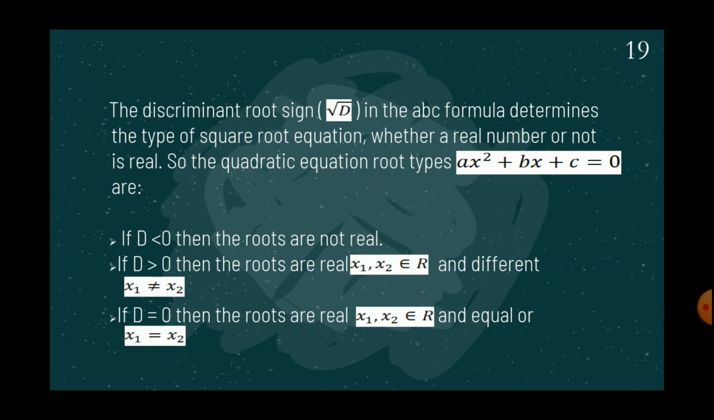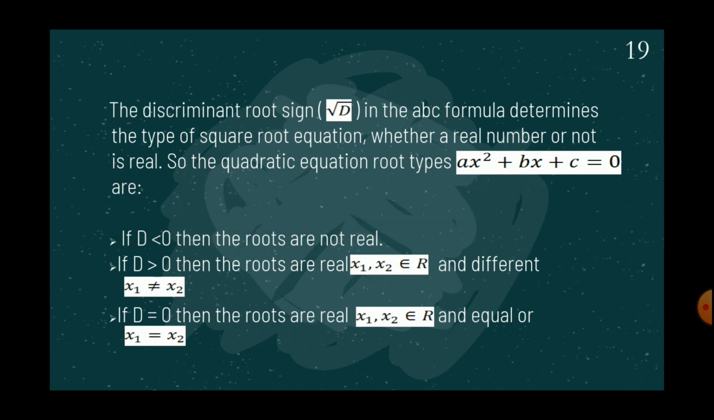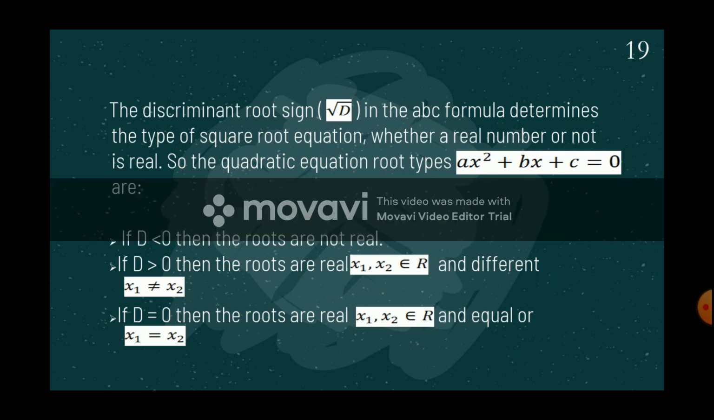If D is greater than 0, then the roots are real, where x1 and x2 are elements of real numbers and different, x1 is not equal to x2. If D equals 0, then the roots are real, where x1 and x2 are elements of real numbers and equal, or x1 is equal to x2.